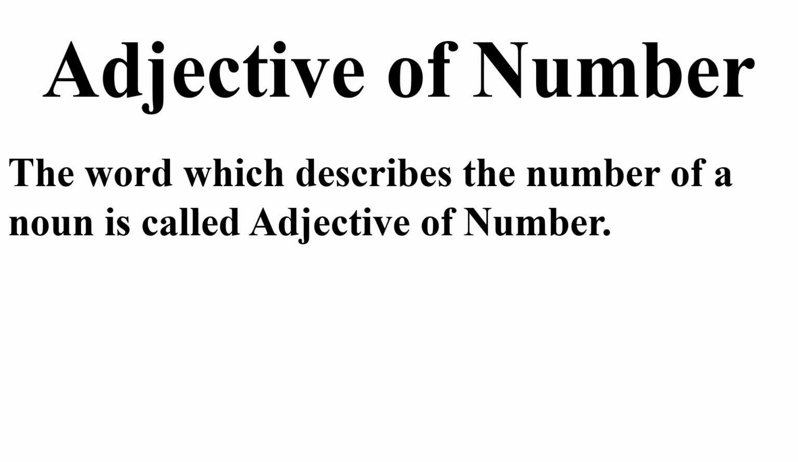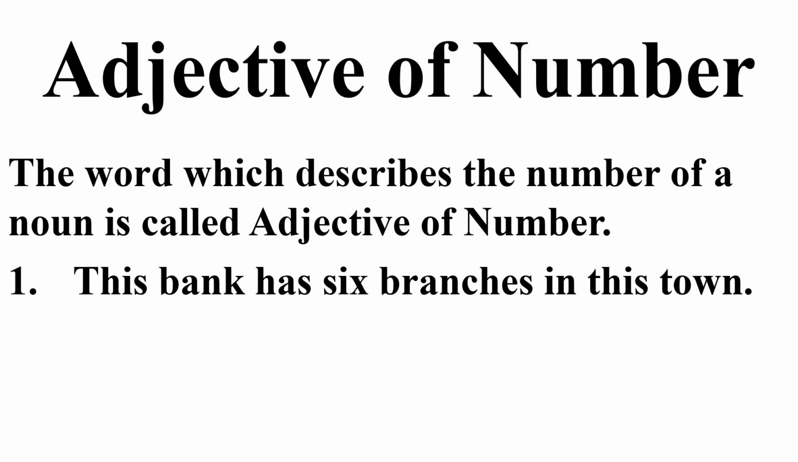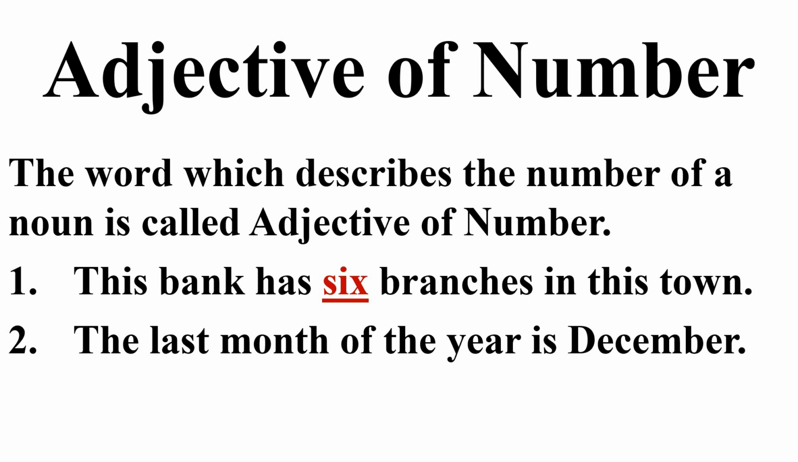Last kind आपने पढ़ा था quantity, जो हमें किसी भी noun की quantity बताता है through words. But adjective of number में आपको direct numbers मिलेंगे. जैसे: This bank has 6 branches in this town. इस town में इस bank की कितनी branches हैं? 6. 6 is the adjective that is telling the number of branches. Second is: The last month of the year is December. Which month of the year is December? The last month. So this is also adjective of number.